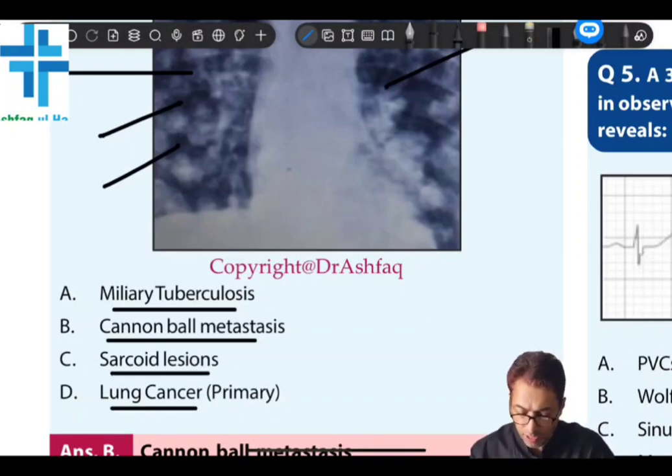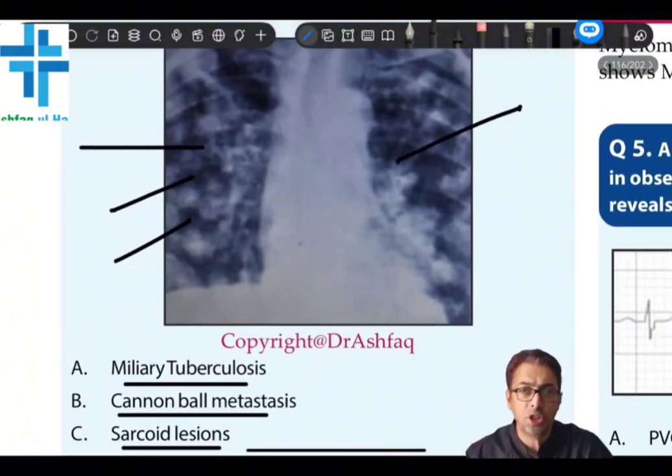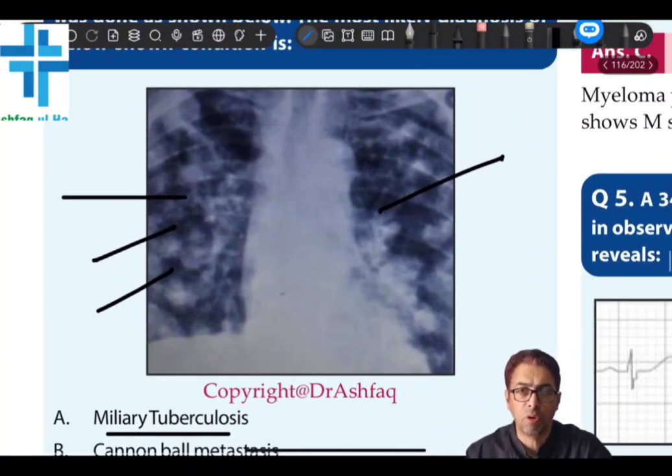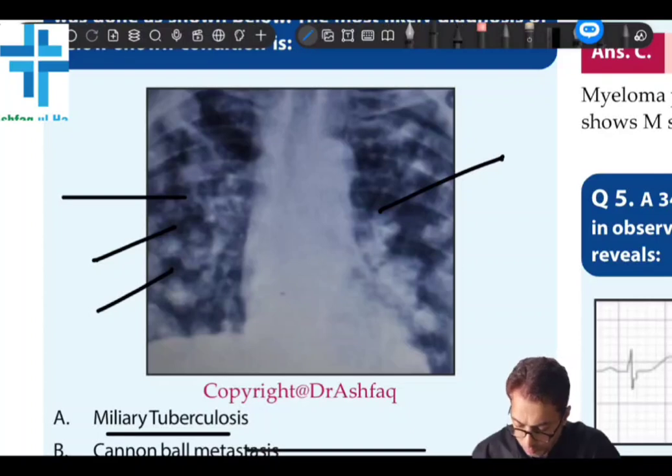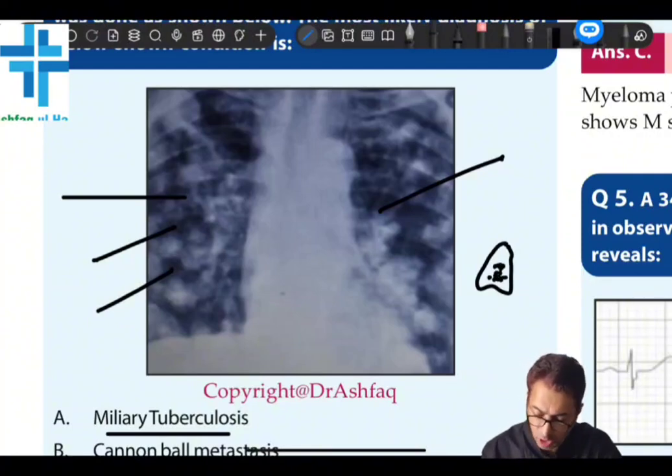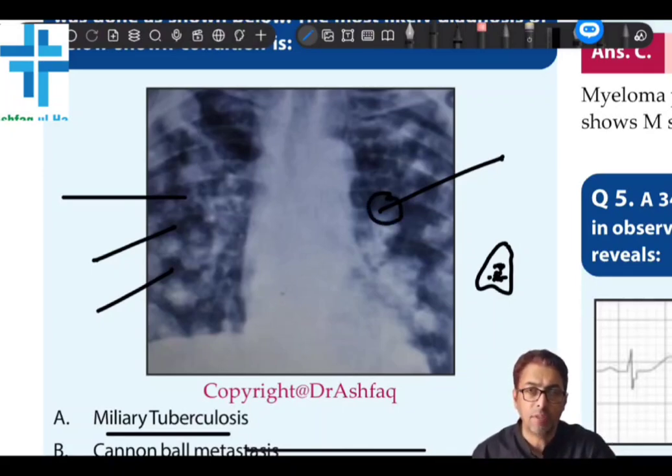Now, miliary tuberculosis would be a widespread form of tuberculosis in which the lung tissue would have a millet seed appearance, but the lesions will not be as big as over here. These are big lesions. So miliary tuberculosis would not be an option because it would be a fine dotted appearance of the lung.